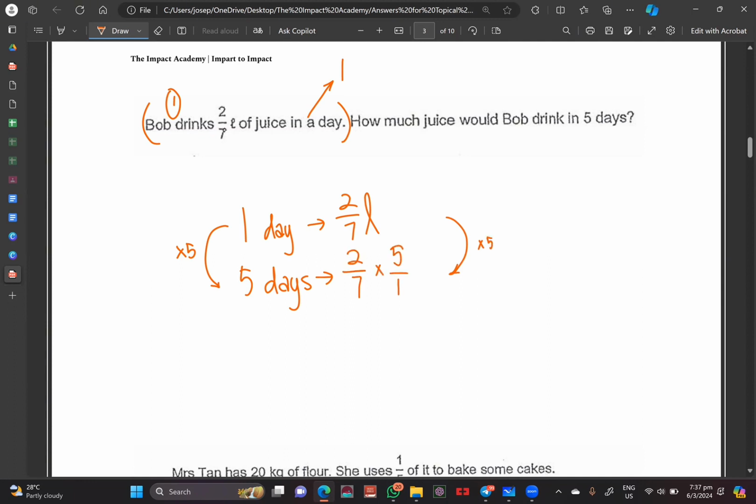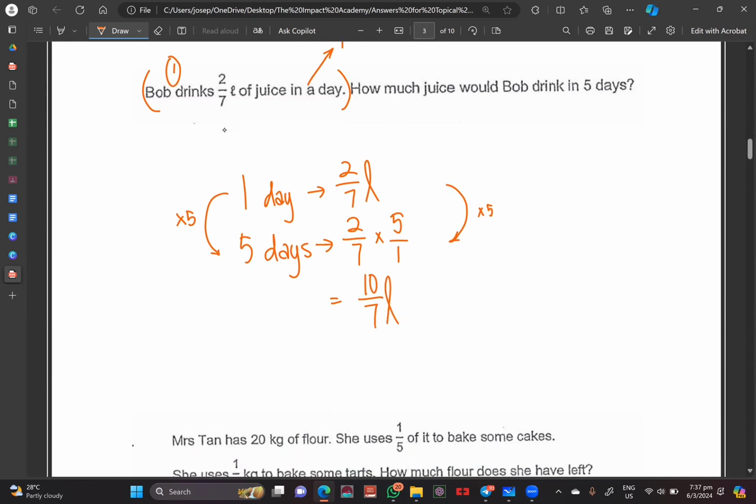Am I making sense? Before I go numerator, I need to ask myself whether I can cancel. Can I cancel 5 and 7? Are these from the same multiples? No. Can I cancel 2 and 1? No. Right? So therefore, I just have to do numerator. So 2 times 5, that gives me 10. 7 times 1, that gives me 7. Agree so far? But can I have 10/7 liters? I don't want it to be 10/7 liters because 10/7 is an improper fraction. I turn it into a mixed number. So that becomes something over 7, with a whole number over here. 1 3/7. Right? So 1 3/7 liters is the amount of juice Bob would drink in 5 days.